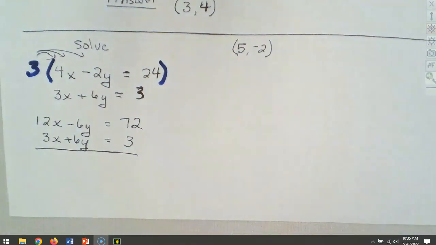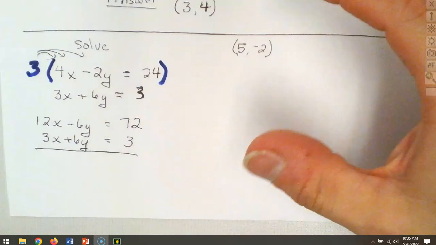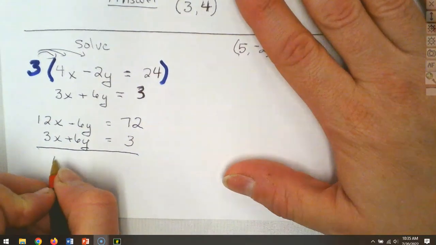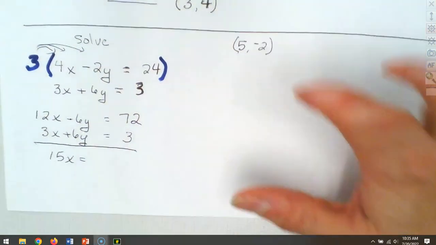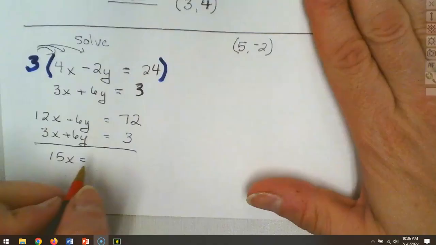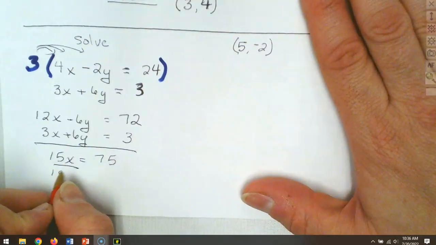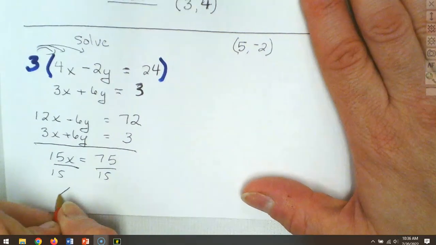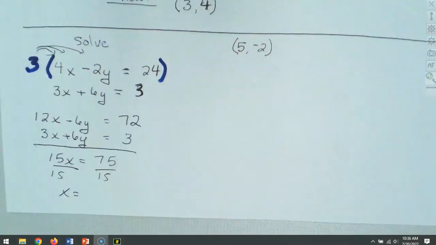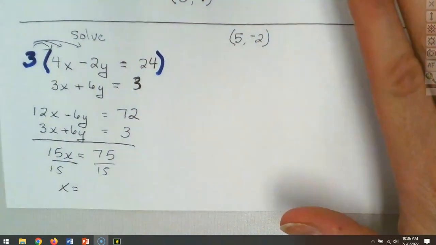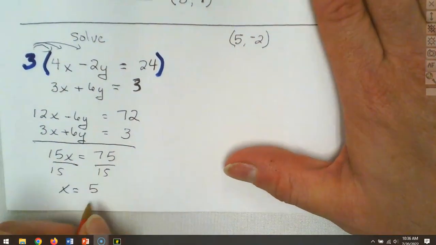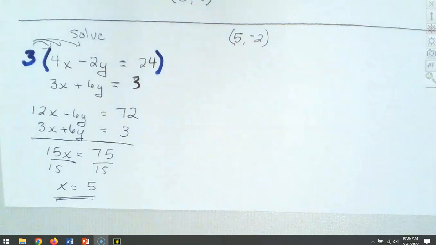And that's what we want. We always want to get it down to one variable. Doesn't matter which one you eliminate. You just want to get it down to one variable. So 12 plus 3, that makes it 15x. And we've got 72 plus 3, that makes it a 75. We're going to divide that by our 15. And now we know our x comes out to be 5, doesn't it? Right? Because 75 divided by 15 is 5.